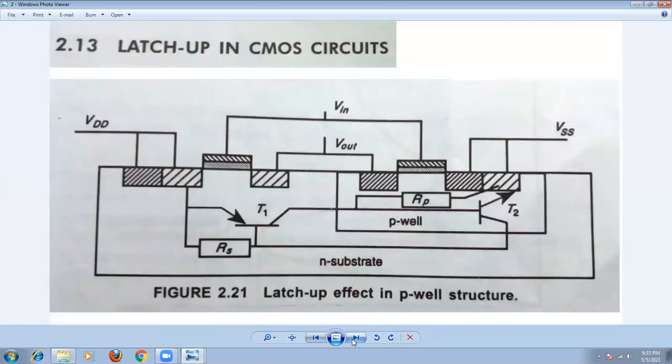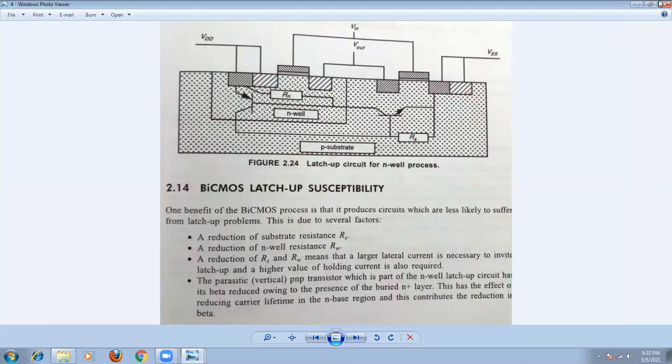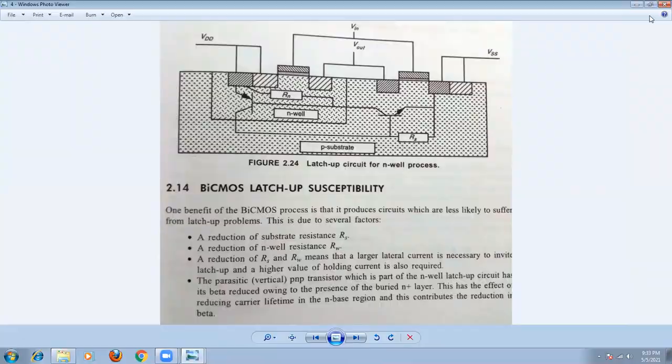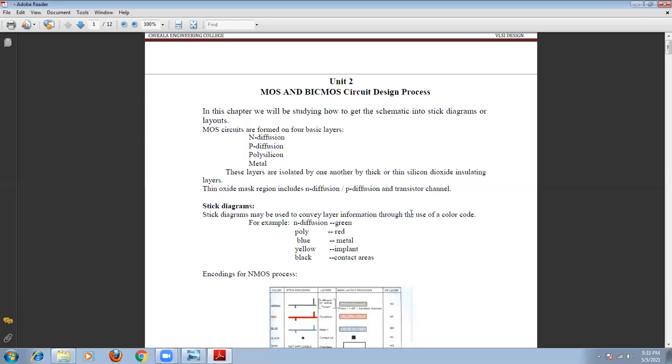Next, we will go to the next topic, unit number 2: MOS and BiCMOS circuit design process. This is a very, very important structure. From now, we are going to enter the actual VLSI subject chapters, the MOS and BiCMOS circuits.